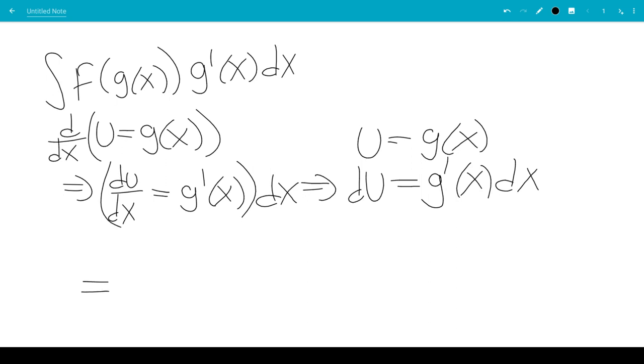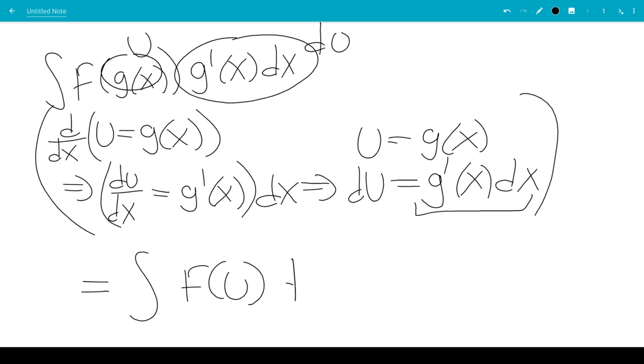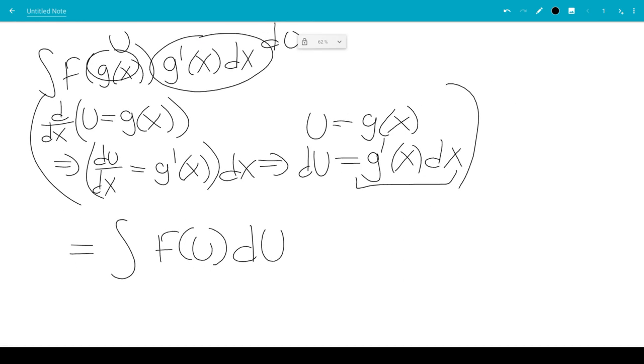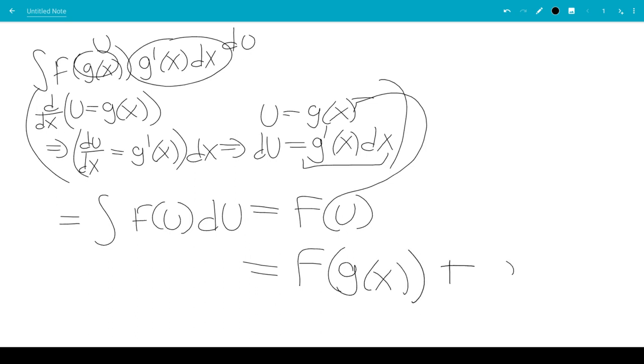So when you plug this in, you'll get the integral of f of u, since g of x is u. And then g prime of x dx is du. So this is u and du, and this would be just the integral of f of u du. Let's say this is capital F of u. And then at the end you plug it in. So u we know is g of x, so you just get capital F of g of x, and then you add c. And this is the way you do u substitution.